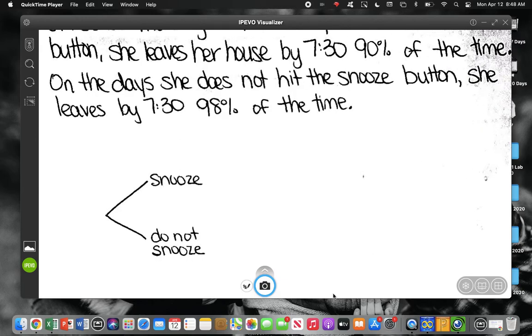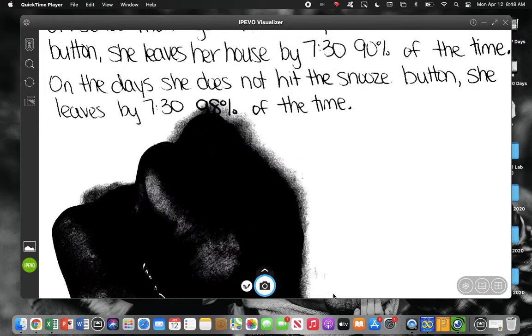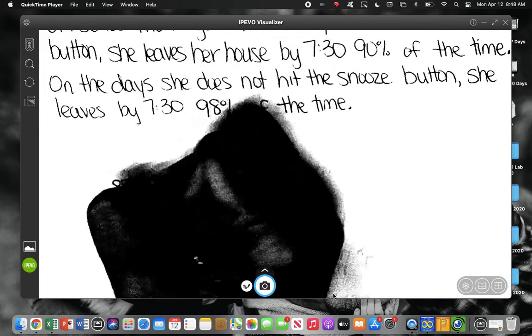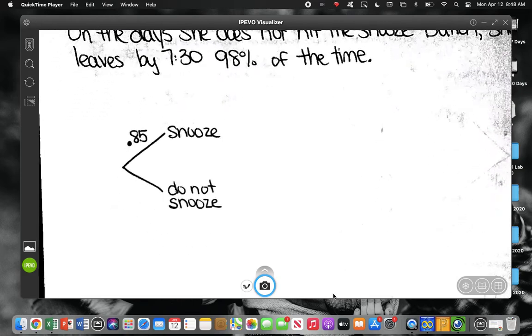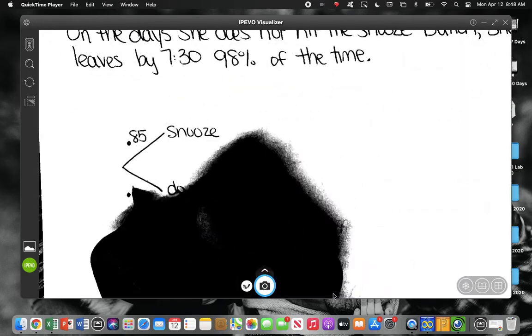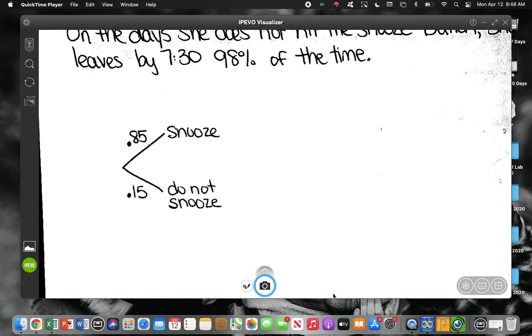All right. What is the decimal? What was my percent for hitting the snooze button? 85. So just like that example we just had, 85% of the time I hit the snooze, so how often do I not? 0.15. 100 minus 85 is 15.